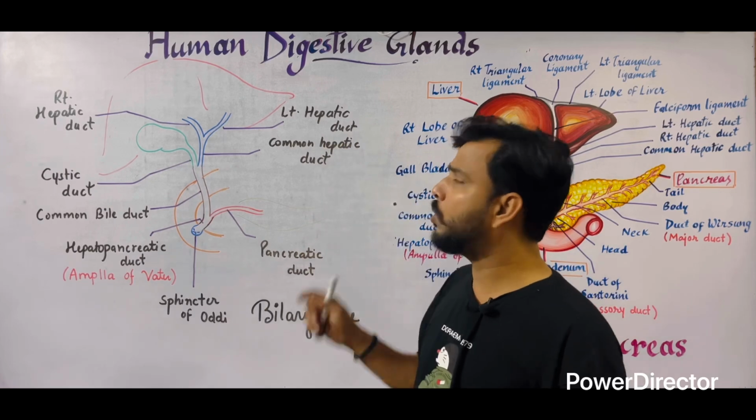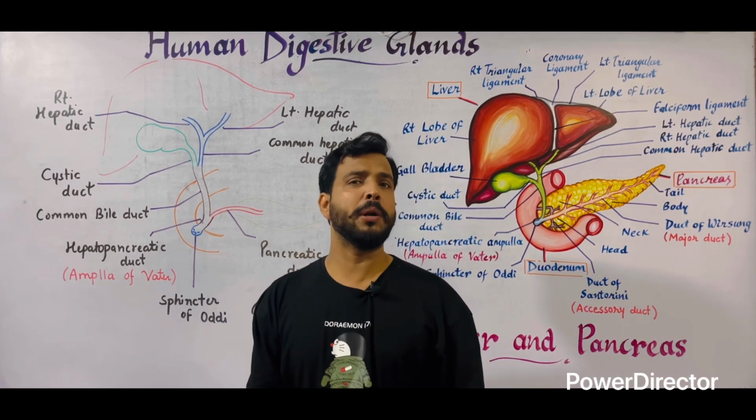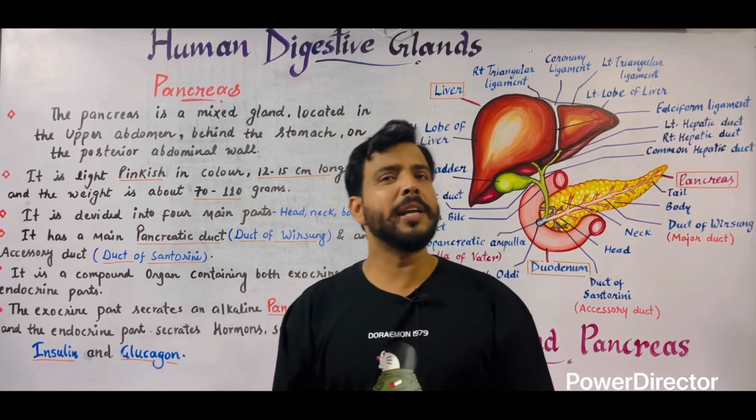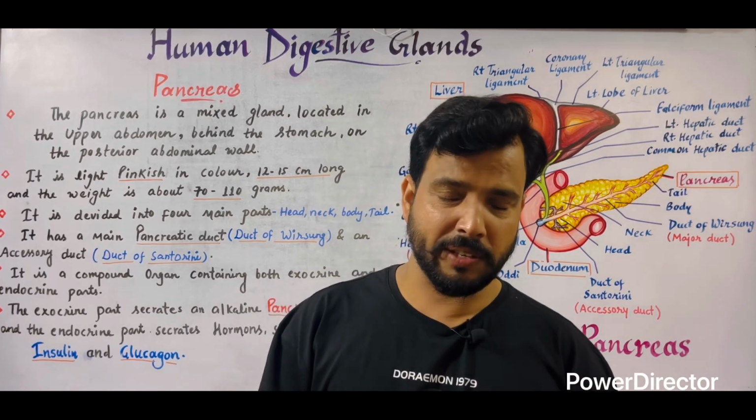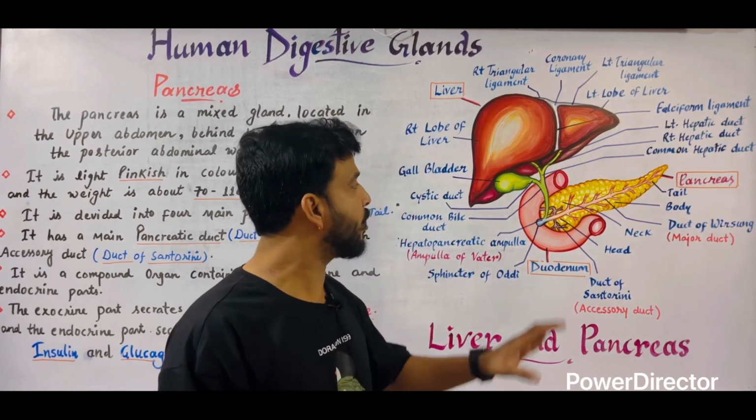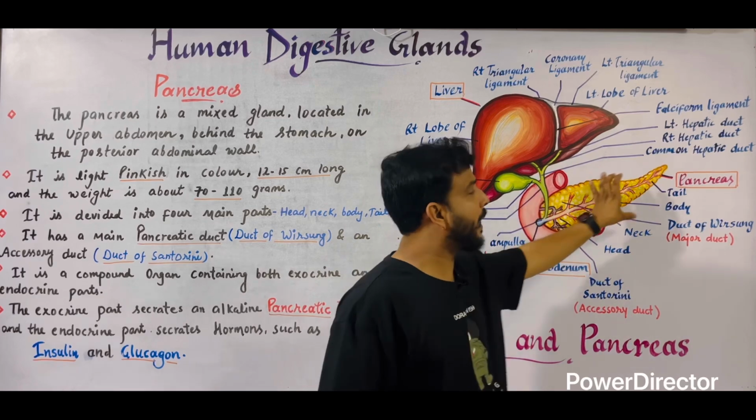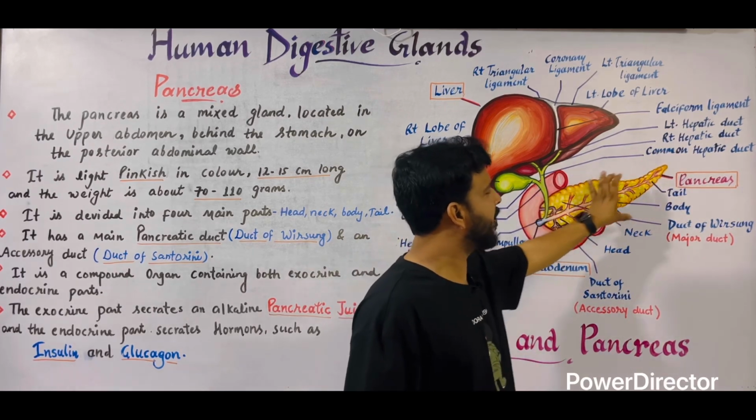So that was all about the liver. Now we will talk about the pancreas. The pancreas is a mixed gland present in our body. First of all, I would like to tell you about the diagram. This is the pancreas. As you can see, it is leaf-shaped.